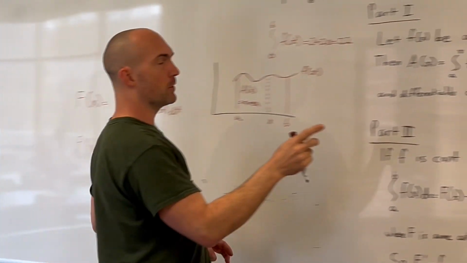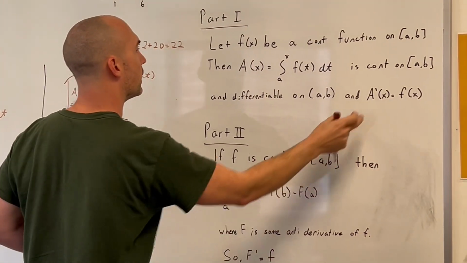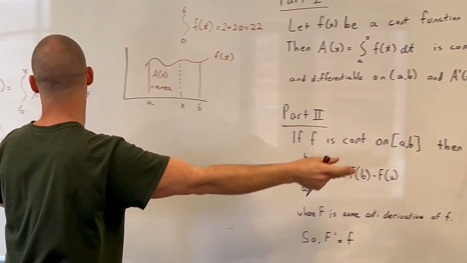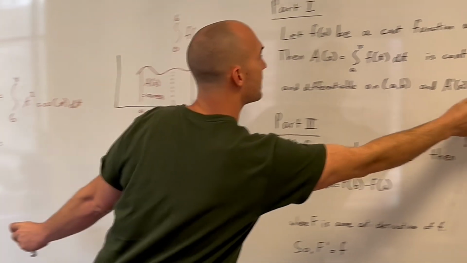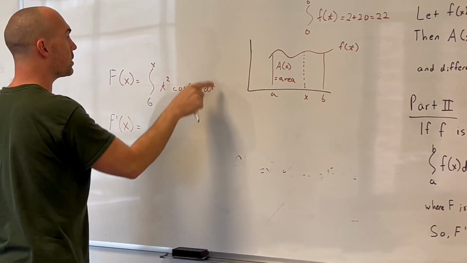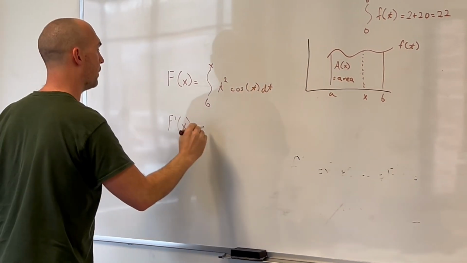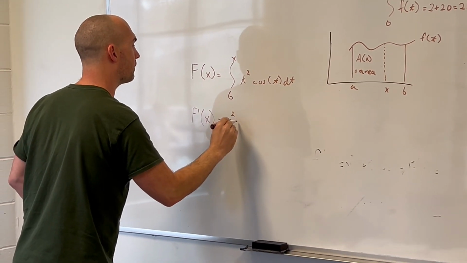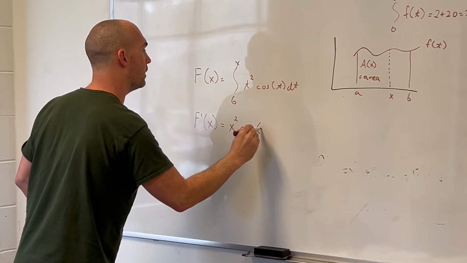In this situation, I know it's a little weird using the same letters over and over again. This A prime of x is this f prime of x. In this f of x, it's this function, but where x is the variable. So it's going to be x squared cosine of x.